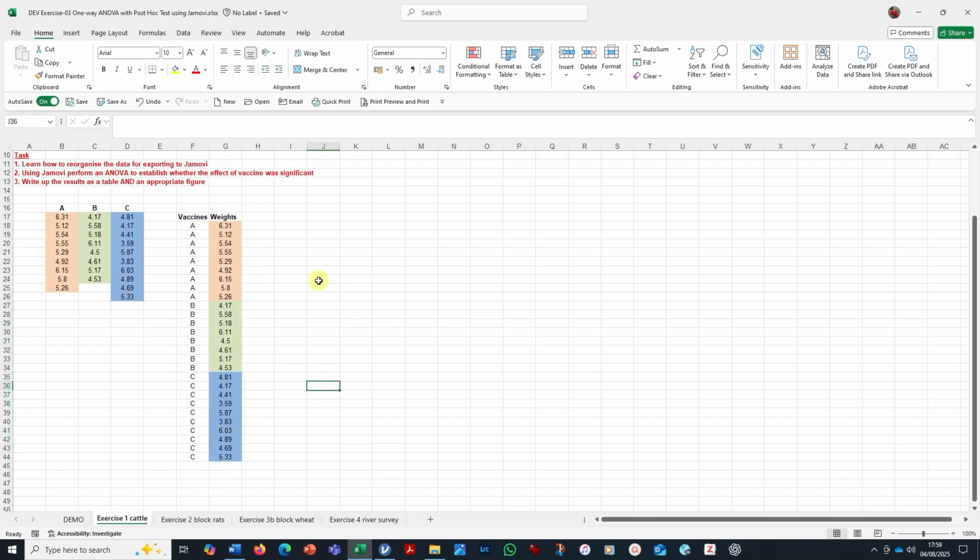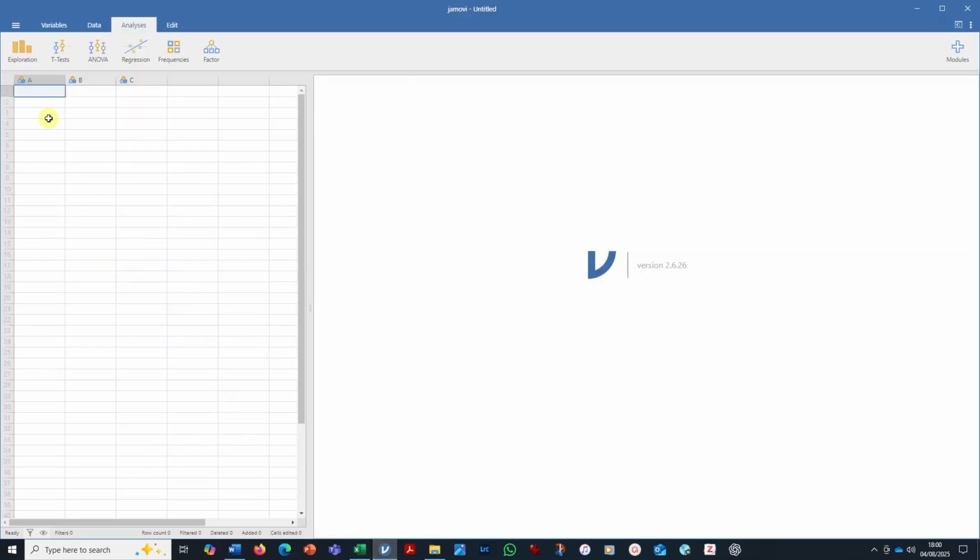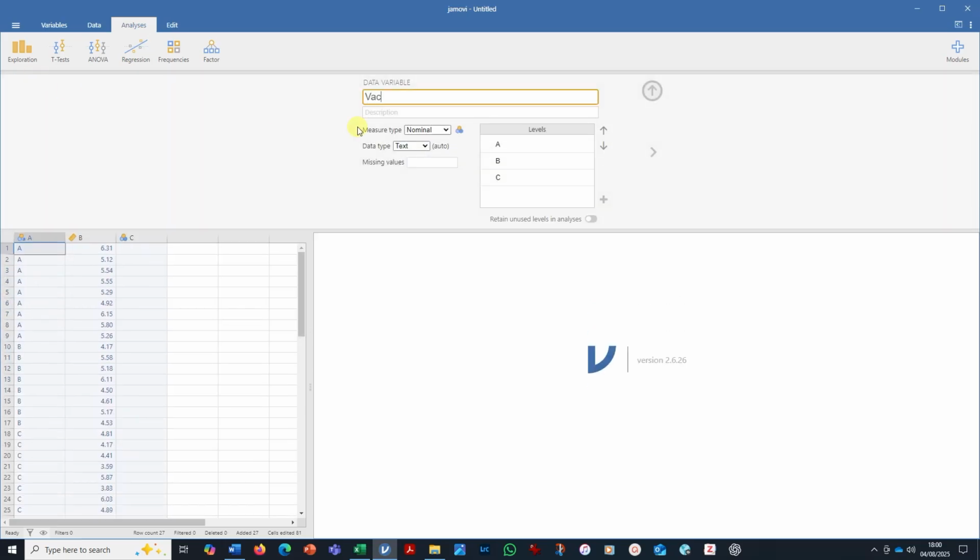For Jamovi, remember I can't copy and paste the column names directly. I can either copy them as a memory aid to help me put those things in, but I'm just going to do it the easy way. I'm going to copy the numbers and factors only. So right click, copy, go to Jamovi, and I'm just going to paste them in here. So right click and paste. And I think I can remember that if I double click the top one, I can call this vaccine. I think it's vaccines in the actual example, so I'm going to have vaccines, and that is nominal data, names, and here you can see the levels if I wanted them, and it's text.